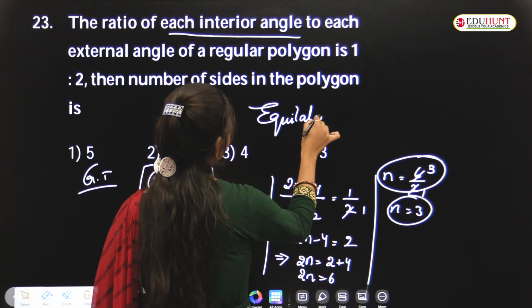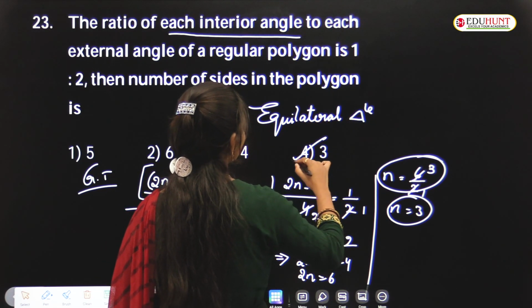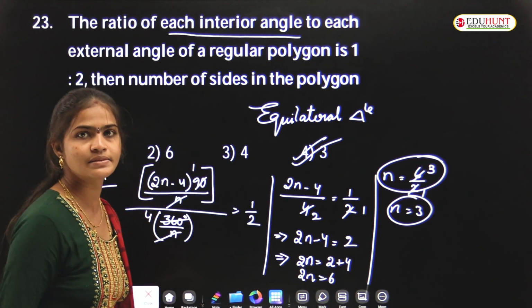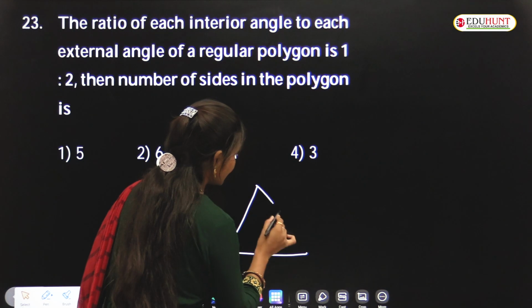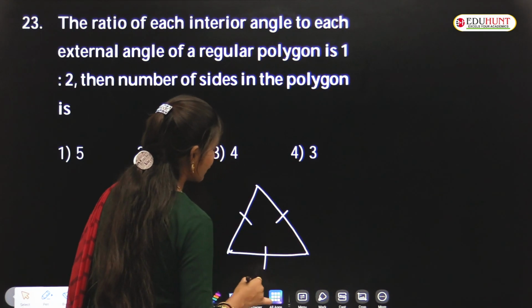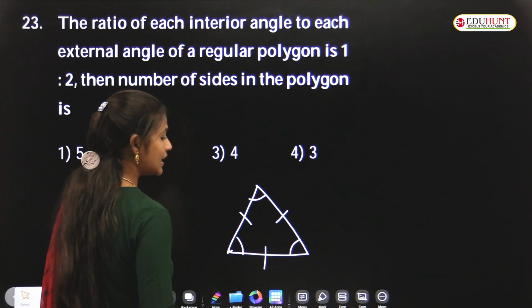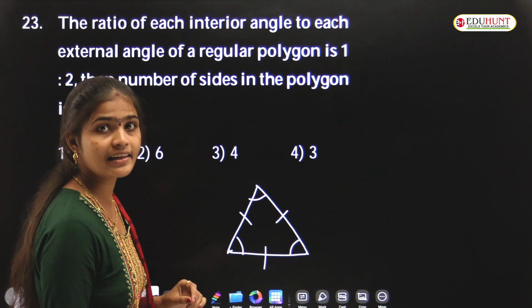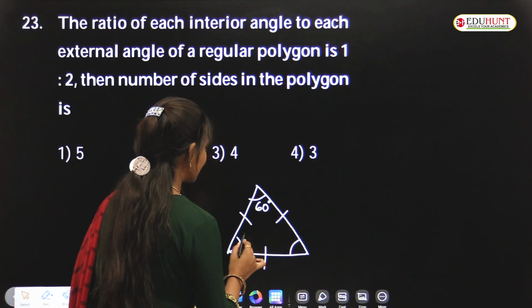Okay, that is nothing but an equilateral triangle. So here option 4 is correct. Equilateral triangle means all sides have equal length and all angles are equal, no? So we know that each interior angle of an equilateral triangle is 60 degrees.